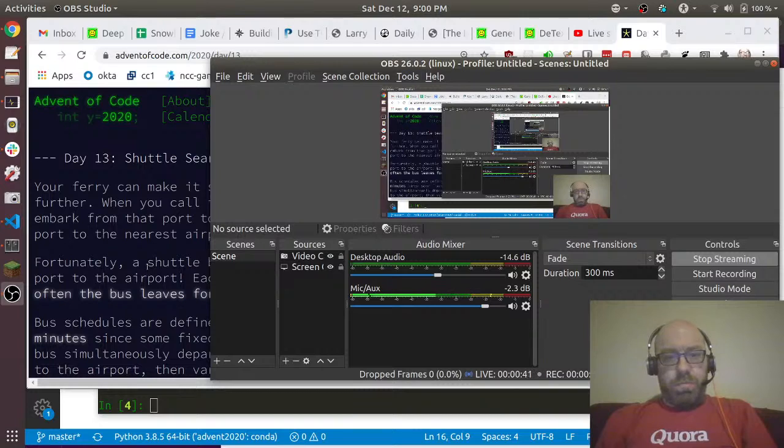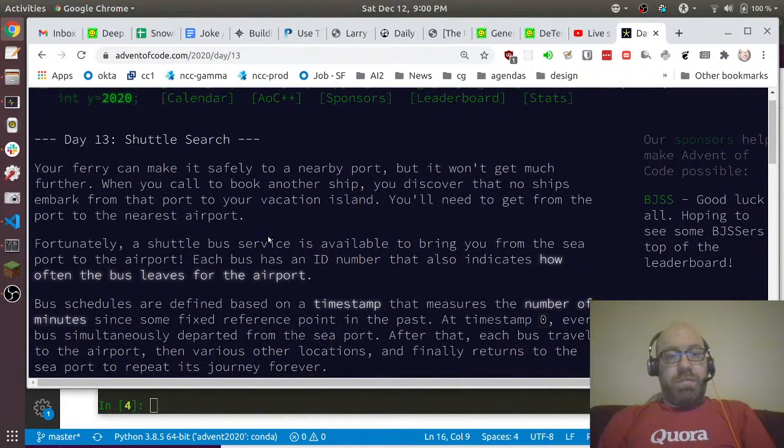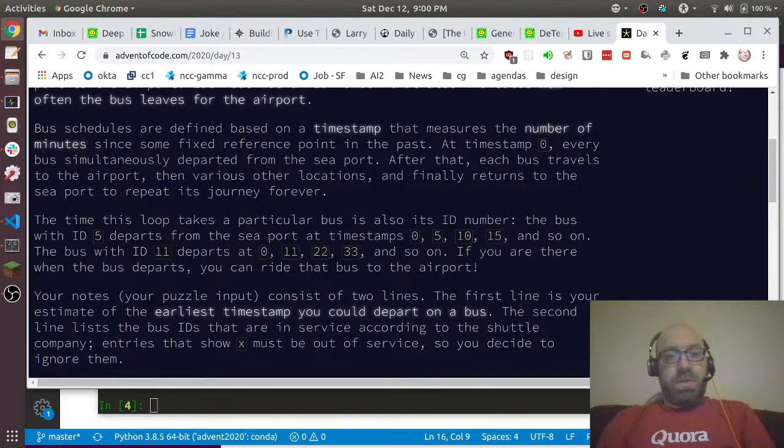Okay, so the ferry can make it safely to a nearby port, but it won't get much further. When you call to book another ship, you discover that no ships embark from the port to the nearest airport. Fortunately, a shuttle bus service is available to bring you from the seaport to the airport. Each bus has an ID number that also indicates how often the bus leaves for the airport. Bus schedules are defined based on a timestamp that mentions the number of minutes since some physical reference point. At timestamp 0, every bus simultaneously departs from the seaport. After that, each bus travels to the airport and then various other locations, finally returning to the seaport, repeating forever. The time this loop takes a particular bus is also its ID number. The bus ID 5 departs from the seaport at timestamps 5, 10, 15, and so on. So the ID 10, when the bus departs, you're going to ride that bus to the airport.